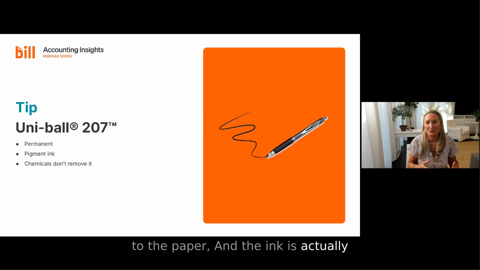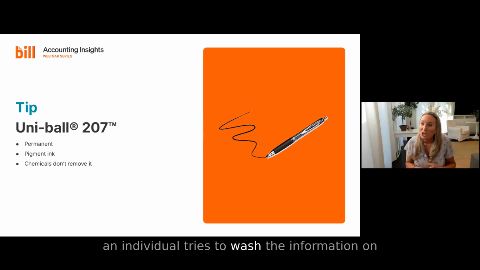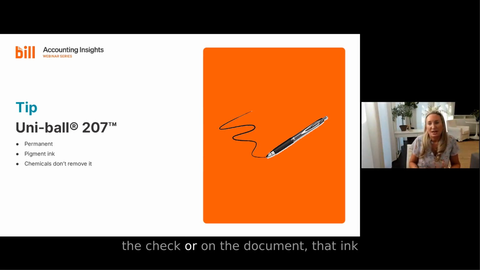And the ink is actually absorbed in the paper's fibers, so that when an individual tries to wash the information on the check or on the document, that ink is trapped so it won't wash off. Okay, that was just a fun tip.